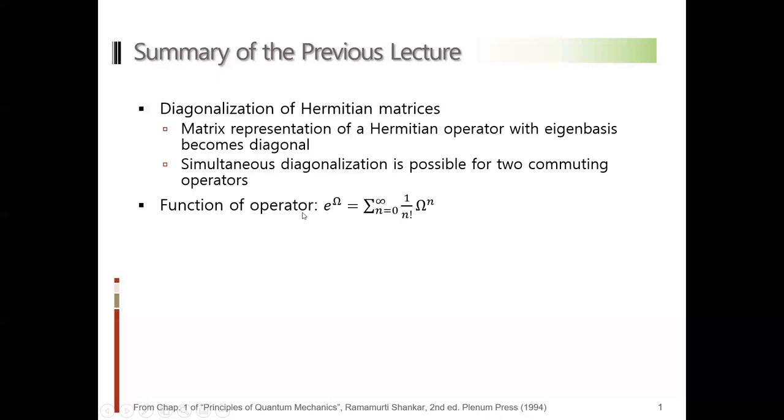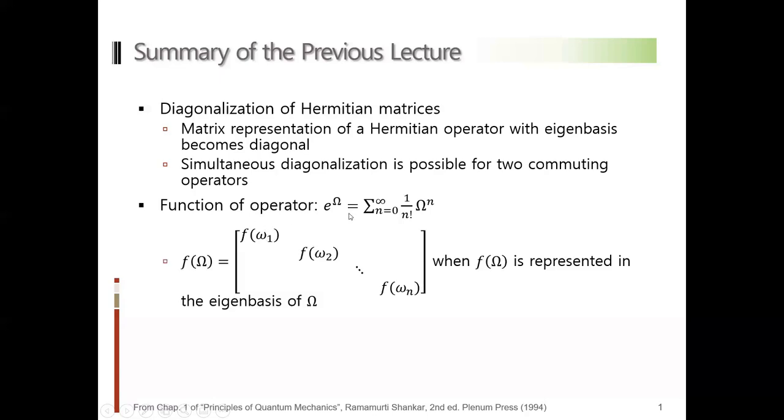Another concept was the function of the operator. The most popular example of the function of the operator is the exponential function of the operator. Typically the function of the operator can be imagined along the same lines as the function of a classical value, or C value. The strategy you should use is going through the Taylor series. Using this expansion, and also the concept of the diagonalization of the Hermitian operator, if we represent the function of the operator with the eigenbasis of the given operator, then we will also obtain the diagonal matrix corresponding to the function of this operator.